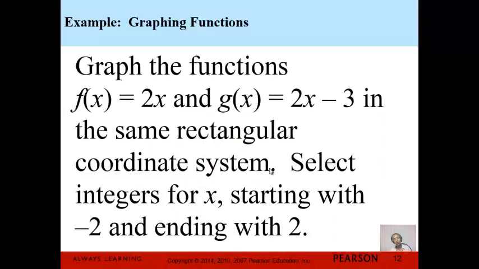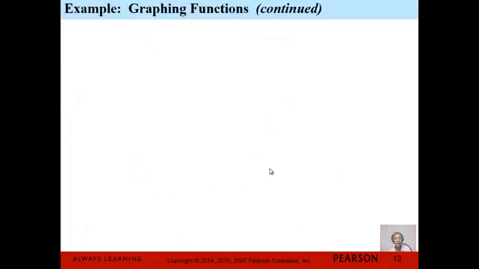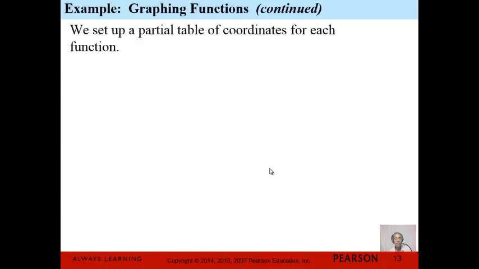So if I'm told to graph f of x equal 2x and g of x equal 2x minus 3 in the same rectangular coordinate system, selecting integers for x starting with negative 2 and ending with 2, then that means I'm going to set up a partial table of coordinates for each function. So these functions contain infinitely many ordered pairs. But we're going to use 5 ordered pairs to get the graph. Then we're going to plot those points, those ordered pairs, and connect them.